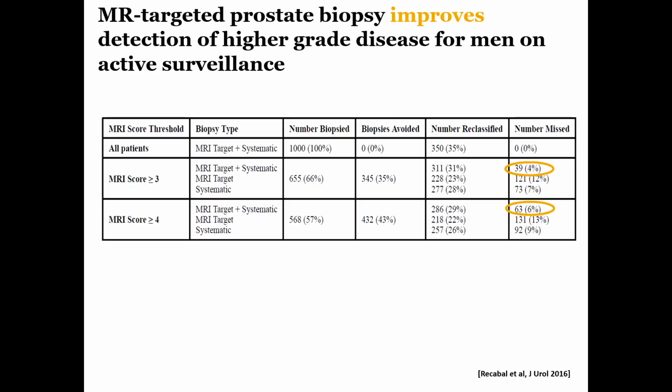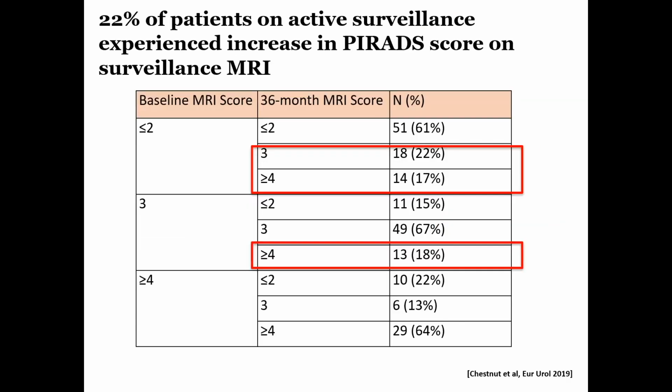And we know from data that we have presented and published that MR-targeted prostate biopsy improves detection of higher-grade disease for men on active surveillance. In this study, we evaluated PIRADS score, defined by an MRI score greater than 3, and we looked at both an MRI-targeted biopsy plus a systematic biopsy or MR-targeted biopsy alone. And we can see when this data was simulated across thousands of biopsies, that the number of missed biopsies was the least when MRI target plus systematic biopsies were incorporated. This occurred even if the threshold for biopsy was an MRI score of 3 or an MRI score of 4 or greater. Using MRI is important.